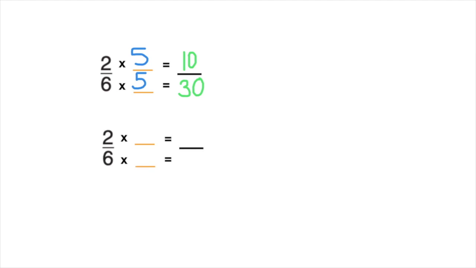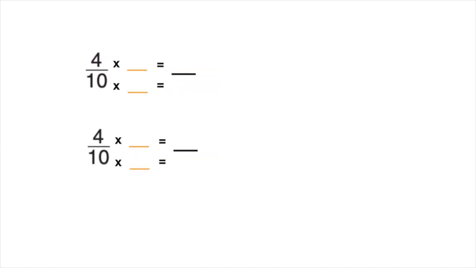Let's generate another equivalent fraction for 2/6. Now we can try another whole number. Let's say 3. As long as you multiply the numerator and denominator by that same whole number, you will generate an equivalent fraction. 2 times 3 is 6, and 6 times 3 is 18. So we started with 2/6 and we generated two equivalent fractions, 10/30 and 6/18.